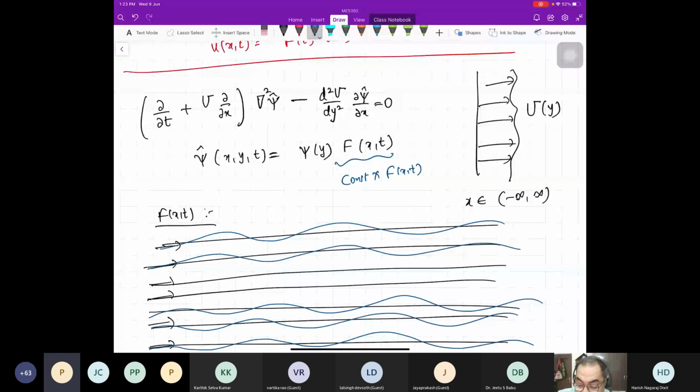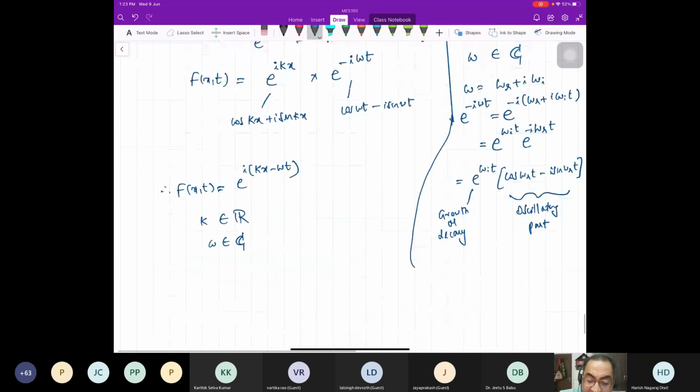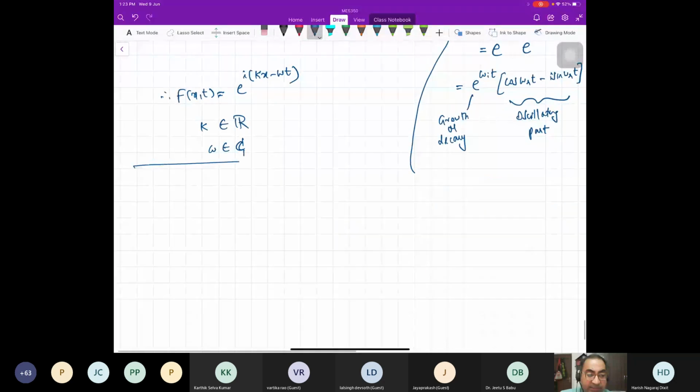That constant will not play any role. Is this clear? So therefore, there's no point in putting a constant there. So now this is the ansatz. Ansatz means that this is the form of the solution that I've assumed. Again, let me write down psi hat.